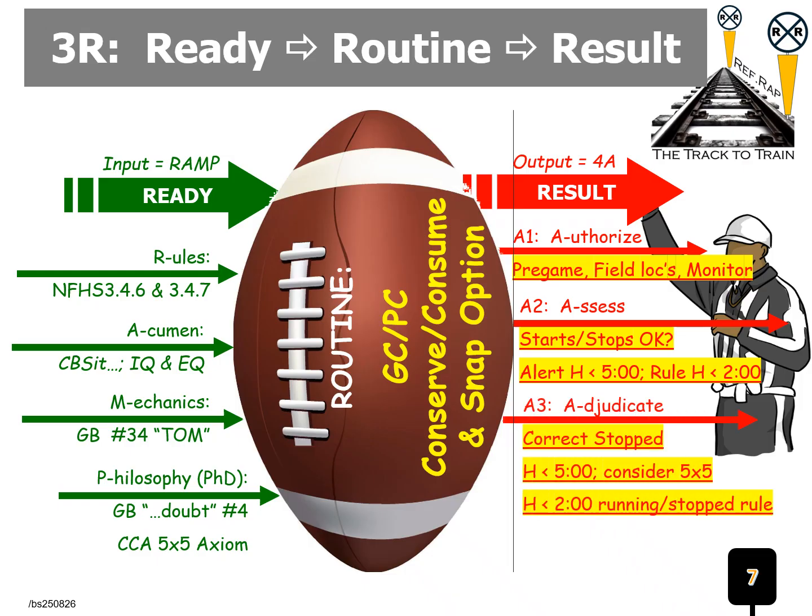Adjudicate. Always correct a stopped clock in error. When the half is less than 5 minutes, consider the 5x5 axiom. When the half is less than 2 minutes, running or stopped, apply said rule. And administrate clock criticality.